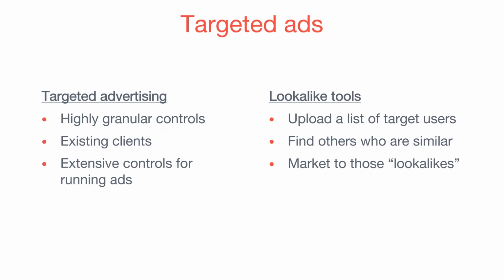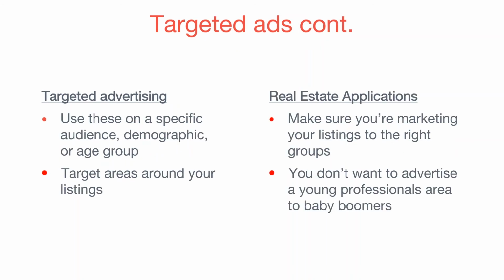Targeted advertising. Use these on a specific audience, a demographic or age group. So let's say that you were targeting the 25 to 35 age group. That would be a demographic. And then you can also target areas around your listings. Now, for real estate applications, make sure you're marketing your listings to the right groups. You don't want to advertise to young professionals in an area that's rife with baby boomers.